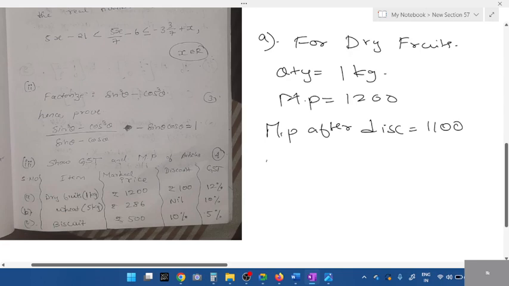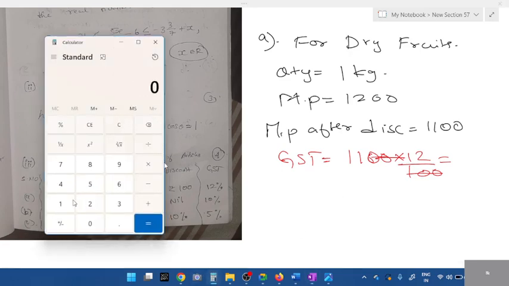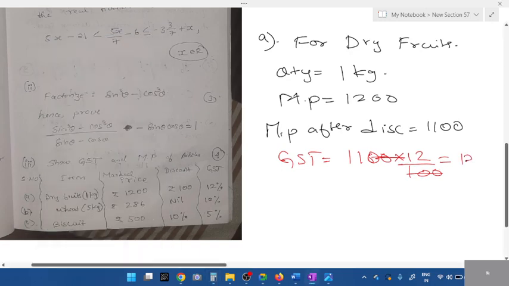Then GST. So you have to write cost, mark price of article. Calculate GST separately. GST amount is equal to, after removing the discount you have to calculate. Remember this. Don't calculate on 1200. After removing the discount, 1100 into 12%. So what's the GST amount? How much is 11 into 12, students? What did you all get? Very good. 132 rupees.